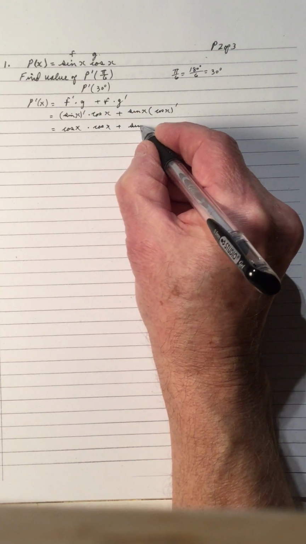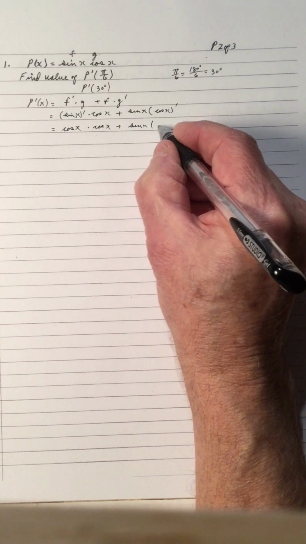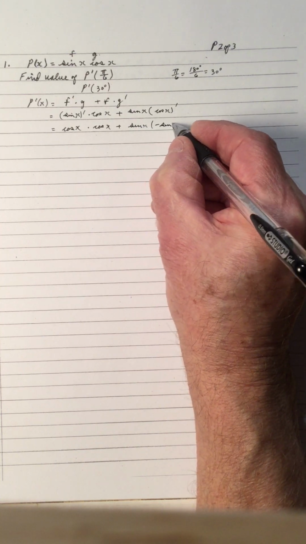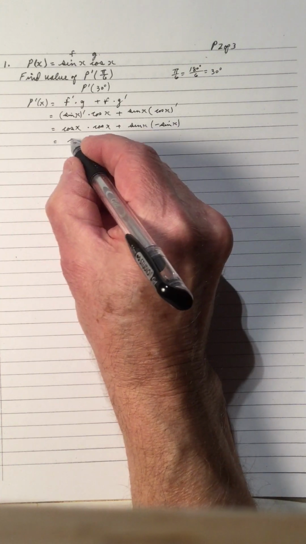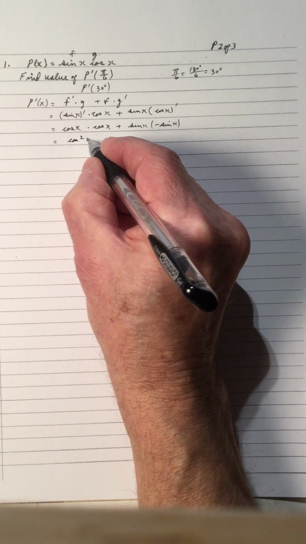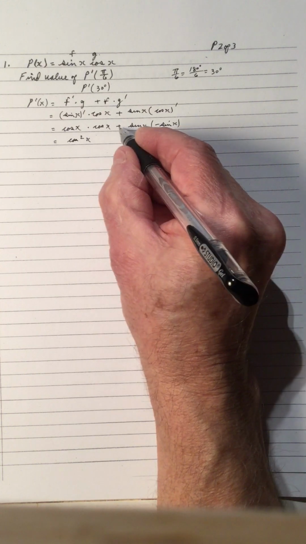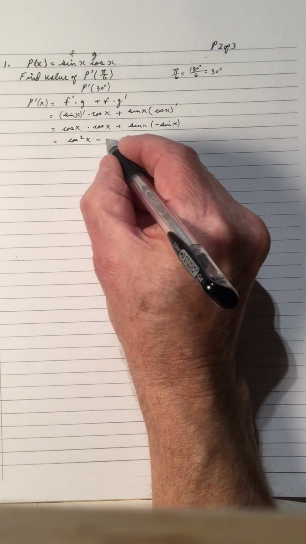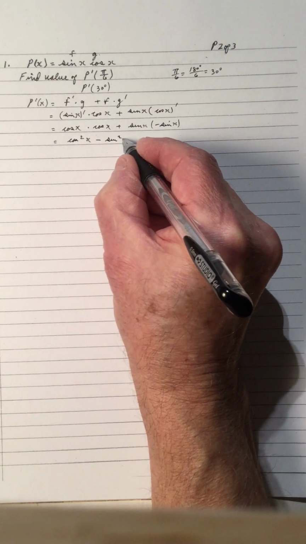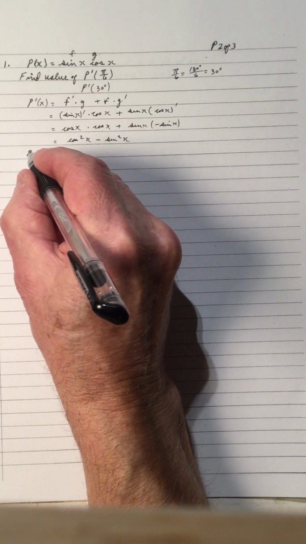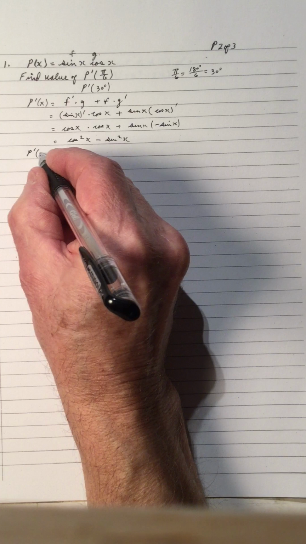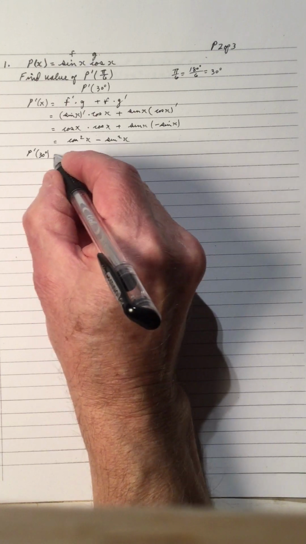Plus F, which is sine x, times the derivative of cos x, which is negative sine x. So when you multiply, that's cos squared x, and positive times a negative is a negative, so minus sine squared x. So we want to find P prime of 30 degrees.